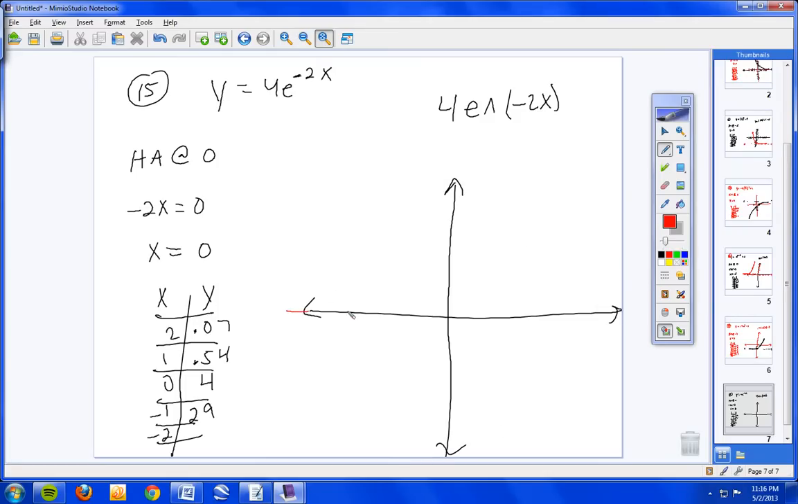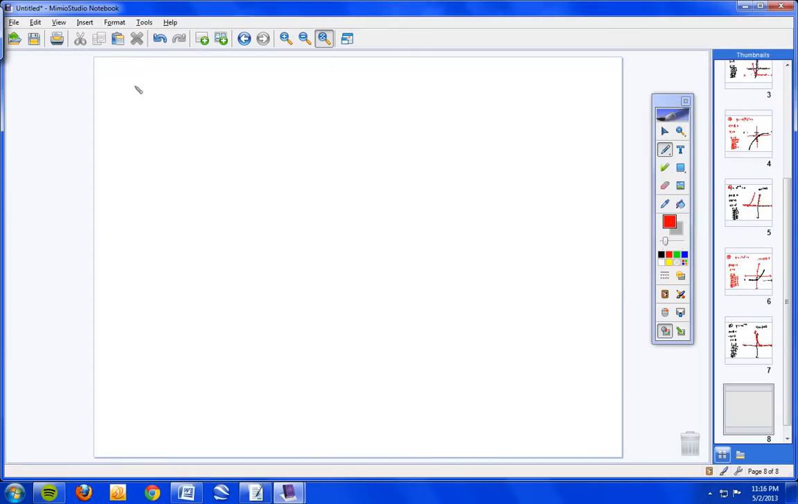Alright, your horizontal asymptote is at 0, so there's my horizontal asymptote in red going across the screen. My first ordered pair is over 2 and up 0.07, so right there. 1 is up to 0.54, 0 goes up to 4, and negative 1 is all the way up here at 29. So really you only get to plot about 3 points, but you can still see pretty much what the graph would look like. It would come down, hit here, curve a little bit, and then run parallel to the horizontal asymptote. Alright, and that's number 15.